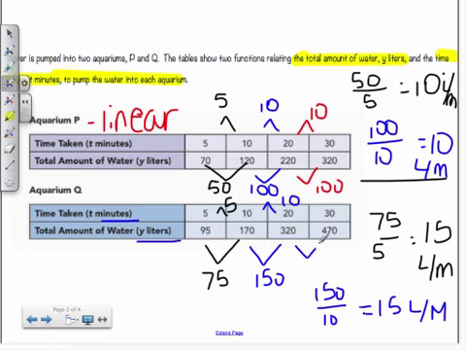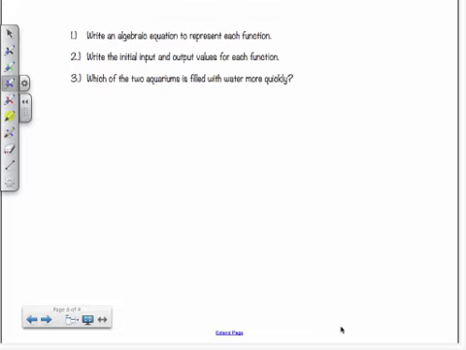Okay, and same thing with this one, it's going up by 150, this one's going up by 10, so it's the same rate of change, which means that this is also linear because the rate of change is constant. All right, now let's go ahead and answer each question. Number 1, write an algebraic equation to represent each function.